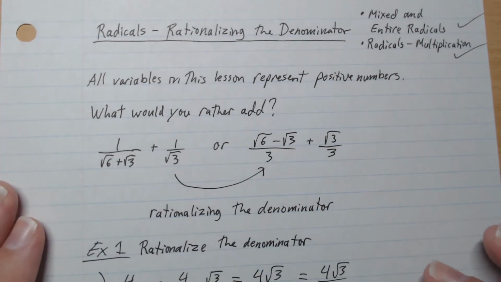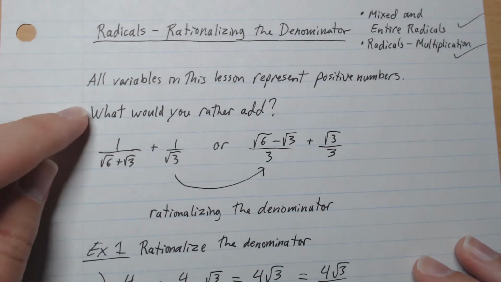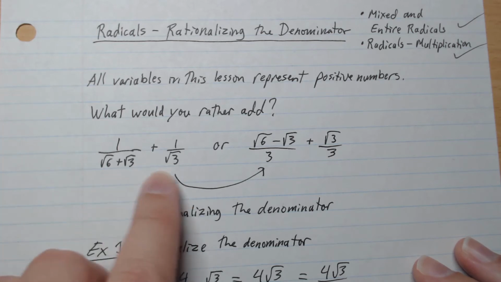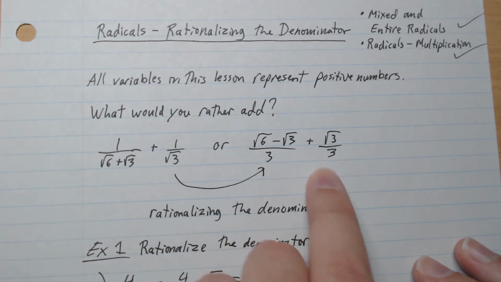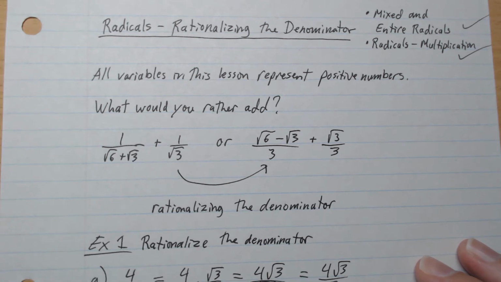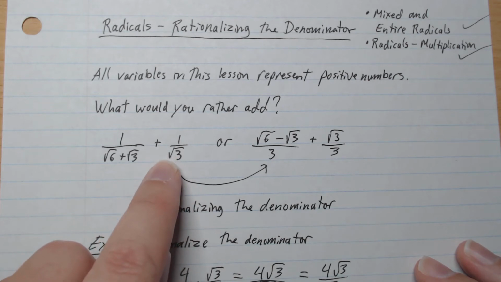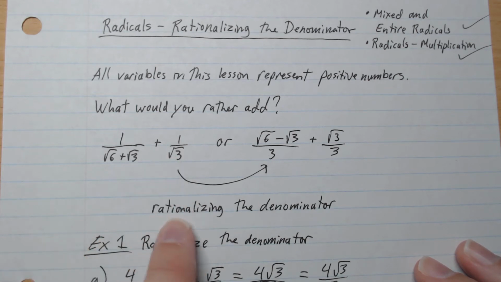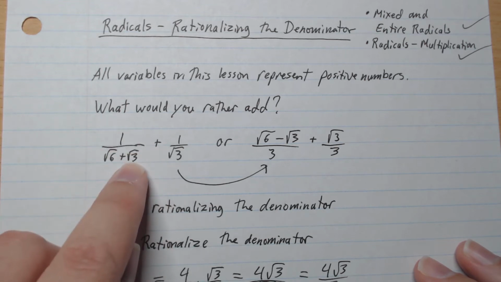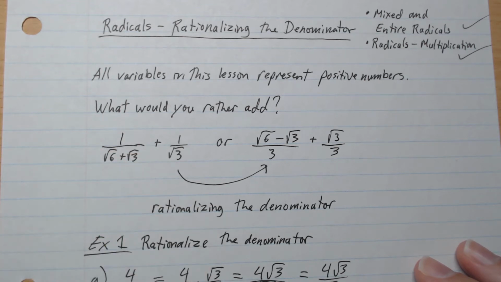And let's get started. So first thing I would like to ask is, what would you rather add, these two numbers together or these two numbers together? Right? These are easier to add together. So when we rewrite them differently so that there's no radicals on the bottom, we call that rationalizing the denominator. We're going to get rid of the radicals that are in the denominator.